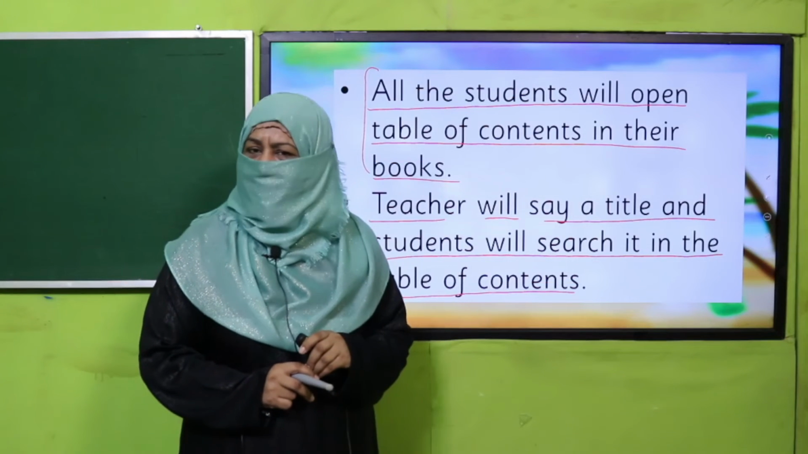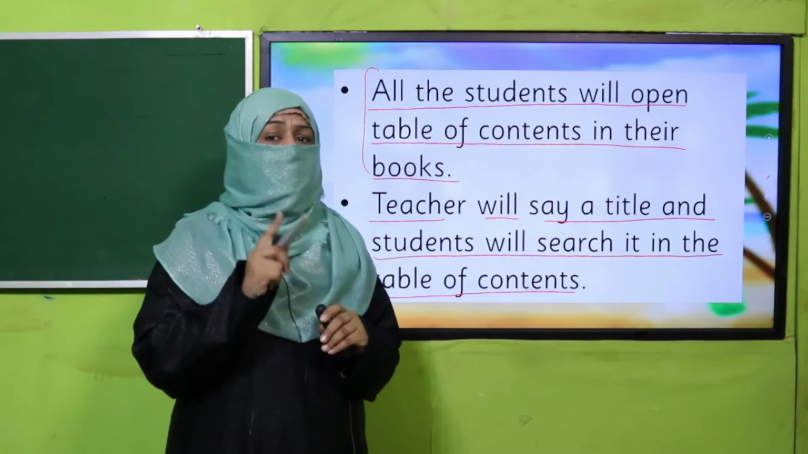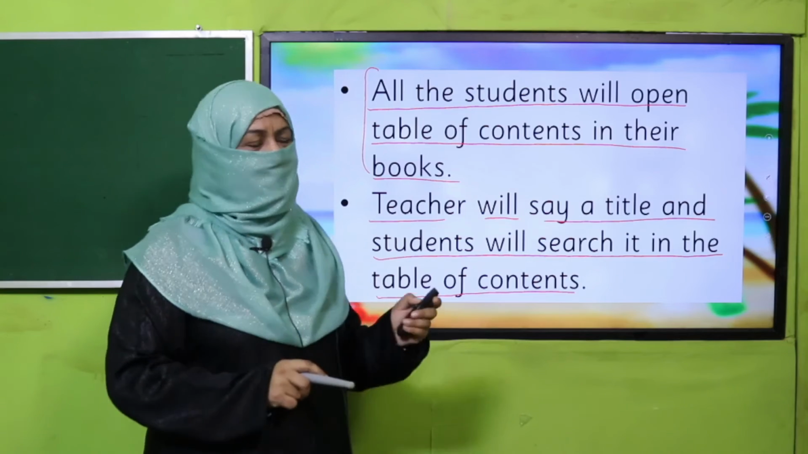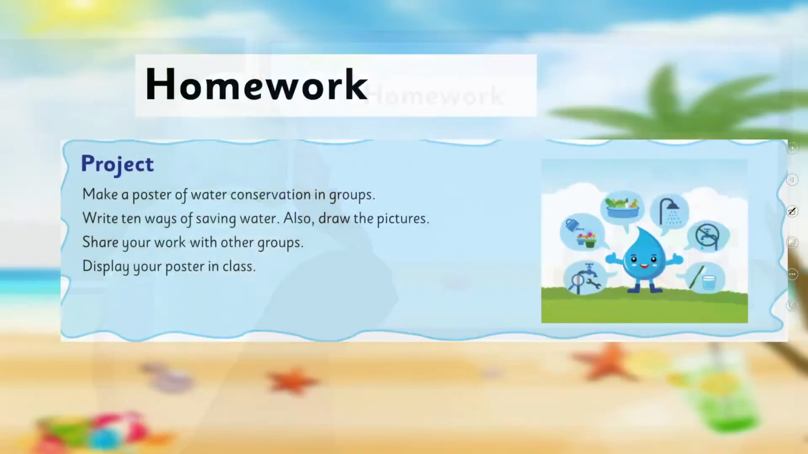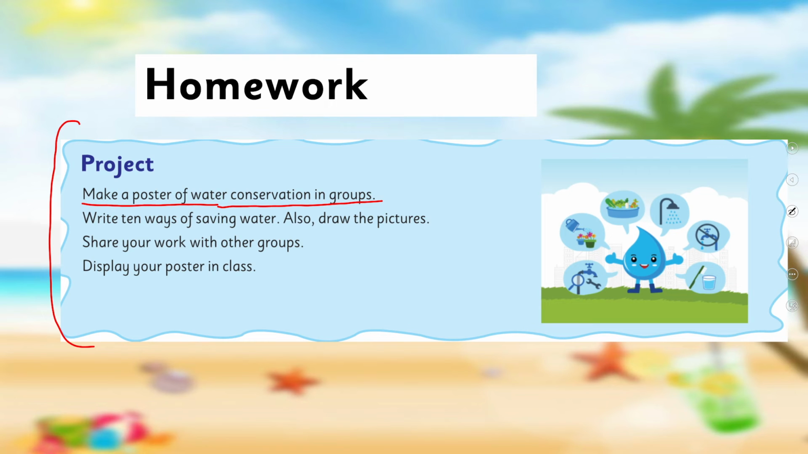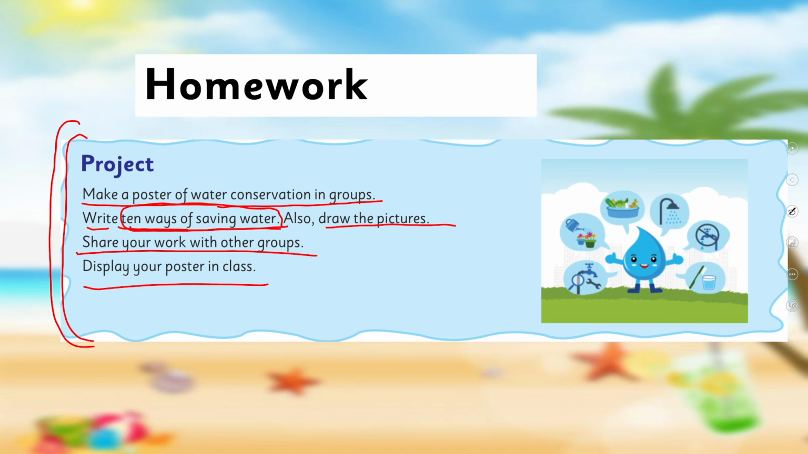Yes, my dear children, are you done with it? Good job. Now you can read the table of content of your book. Very good. So I'm giving you homework. In this homework, you are going to make a poster of water conservation in a group. So this is a project. You are going to complete it. You will write 10 ways of saving water. In our text, we have read a few ways. The rest you will find out and write them, draw pictures, and then share your work with the group and display your poster in class. So this is your homework.